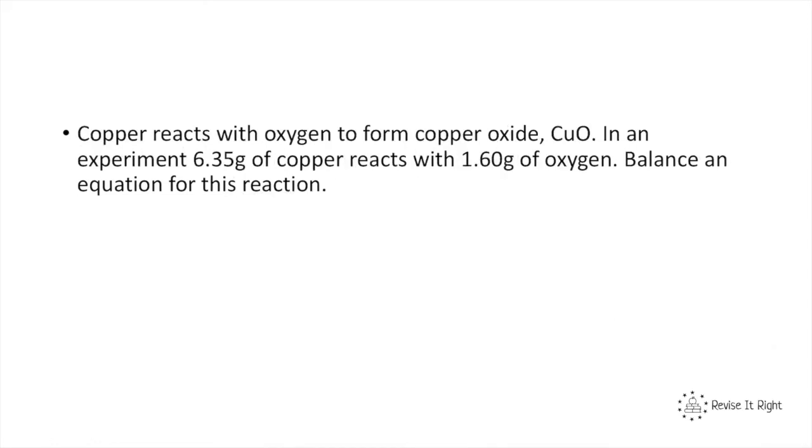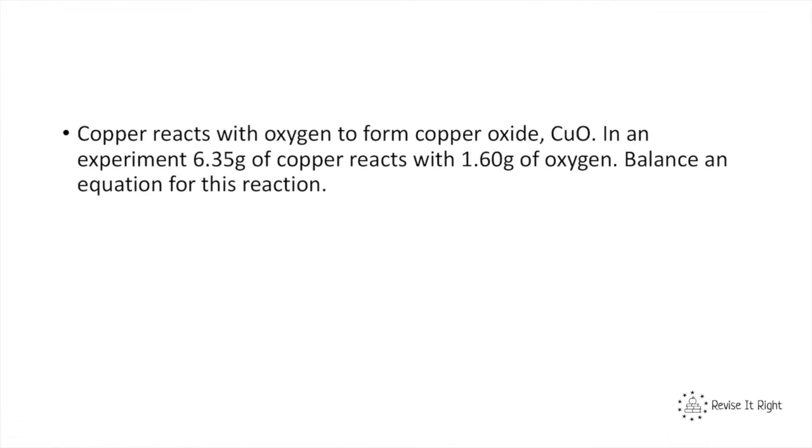Okay, so let's do another question together before I give you some to do on your own. This time we've got copper reacts with oxygen to form copper oxide. So again, it gives us our masses, so we have to work out a balanced equation. So step 1, let's first construct our equation. So copper, which is of course Cu, reacts with oxygen, which as we just said is O2, to form copper oxide, which is given to us there as CuO.